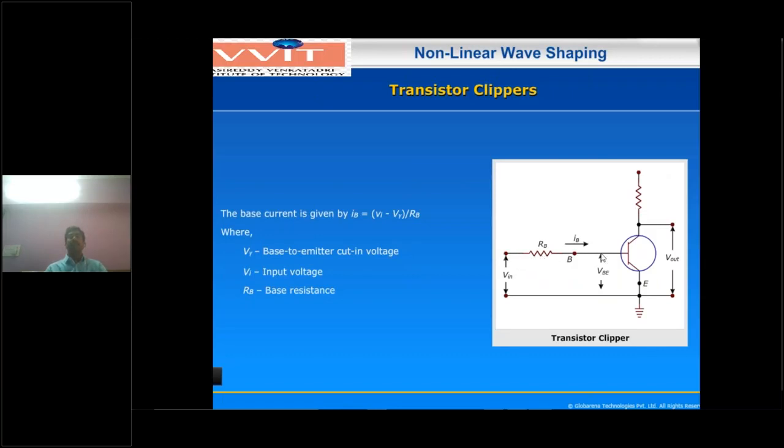Now what is the base current IB? Whenever the diode is on, a minimum voltage will be required here: base emitter voltage VBE equal to V gamma, the cut-in voltage. Generally for silicon it is 0.7 volts, for germanium 0.3 volts. Now IB, applying KCL: here the input voltage is VI, and the voltage between base and emitter is V gamma. So IB equals (VI minus V gamma) by RB. This is the base current.